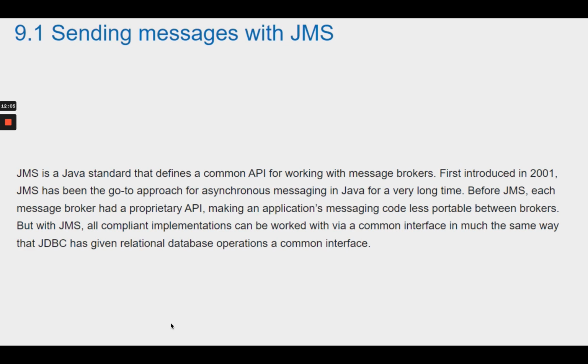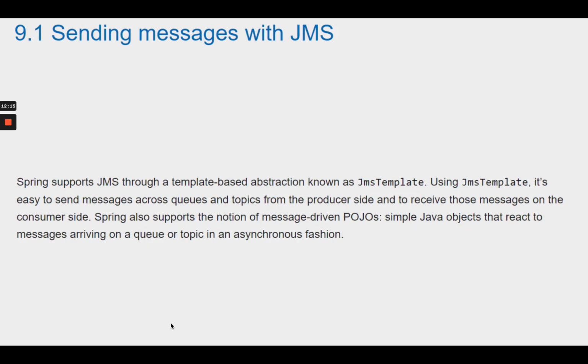But with JMS, all compliant implementations can be worked with via a common interface, in much the same way that JDBC has given relational database operations a common interface. Spring supports JMS through a template-based abstraction known as JMS Template. Using JMS Template, it's easy to send messages across queues and topics from the producer side and to receive those messages on the consumer side.